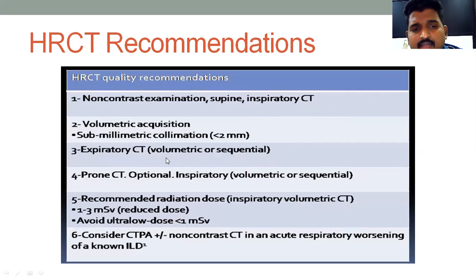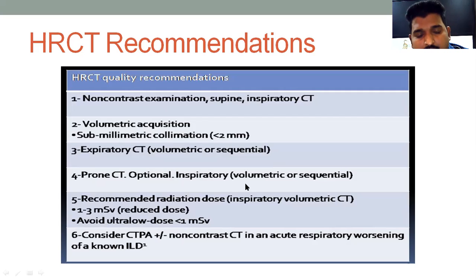Expiratory CT, either volumetric or sequential. This is particularly useful when you are expecting air trapping, when you are expecting a small airway disease. For example, if you are dealing with a patient with hypersensitivity pneumonitis, or something related to small airways, for example, bronchiolitis-related ILDs, RB-ILD and all these things. So if you are expecting air trapping, it's better to ask for an expiratory CT, and prone CT also. It's optional.